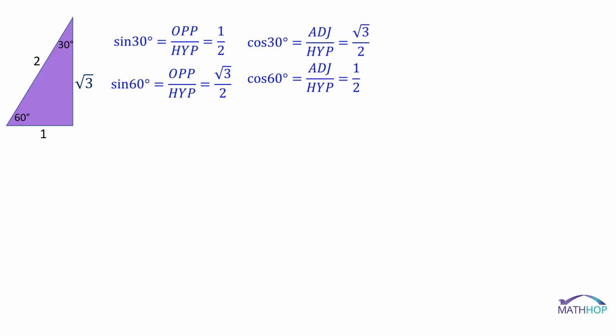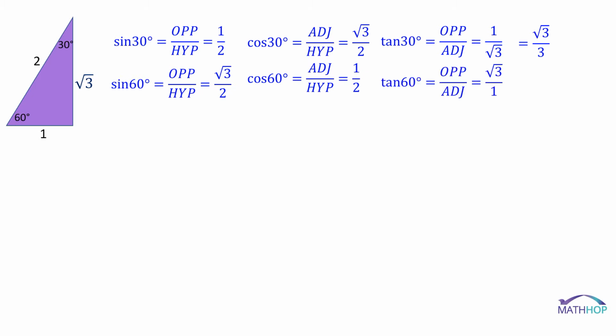All right, tangent of 30 degrees, opposite over adjacent. It's going to be 1 over the square root of 3. But you know we can't leave rad 3 in the denominator. So we'll multiply by rad 3 over rad 3. And we'll get rad 3 over 3. Now, we need the tangent of 60, opposite over adjacent, rad 3 over 1, or rad 3. There we have it. We have sine, cosine, tangent of 30 and 60 degrees.